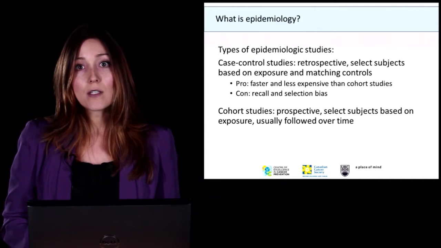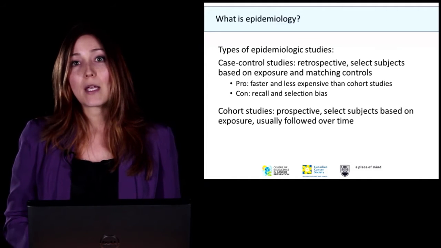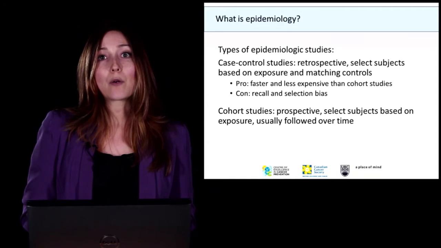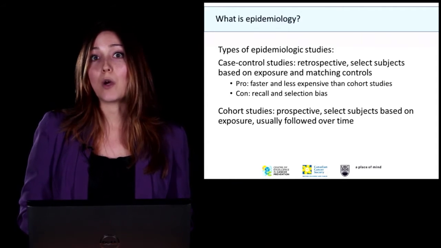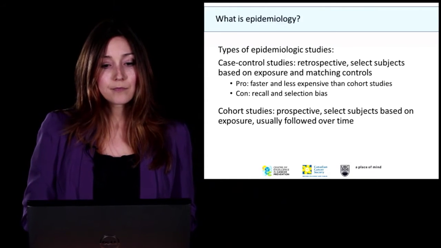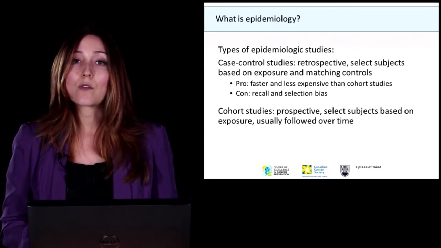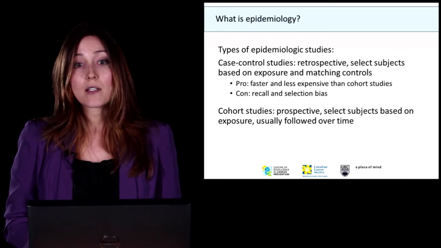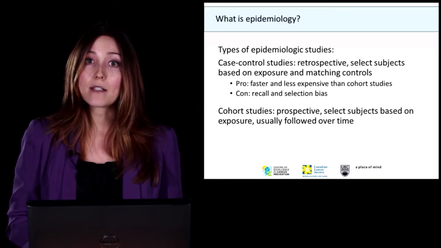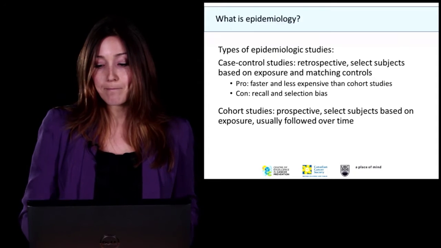However, they do have limitations. They can be prone to recall bias, so because they are retrospective, they ask patients or subjects to recall what happened in the past. As well, they can be prone to selection bias, so you're selecting people who already have that disease, who may be different from the general population. The other main type is a cohort study. These tend to be prospective, so they're looking forward, and they select subjects based on an exposure. Oftentimes, people are selected based on the absence of a disease, and then are followed until a disease or health outcome occurs.